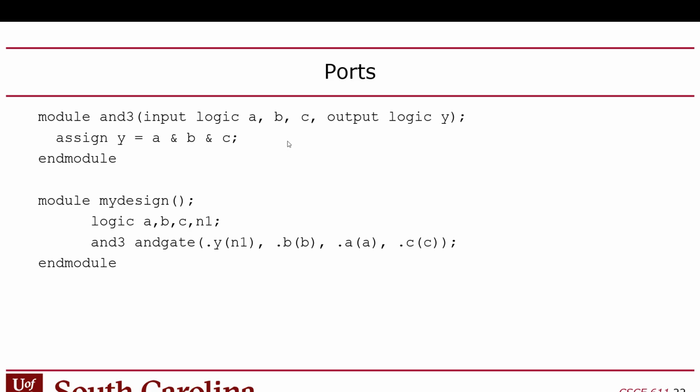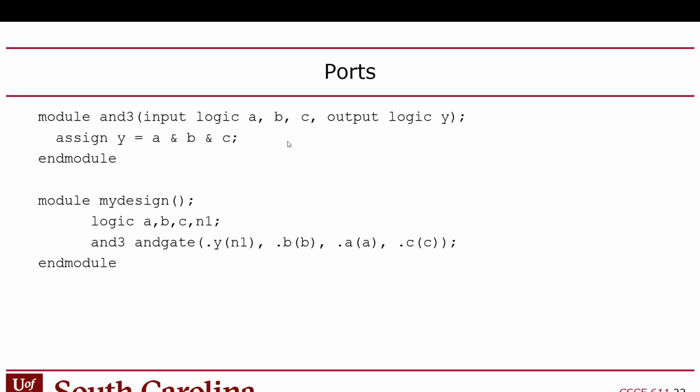This is the top, and inside My Design, I've got this signal called N1. What I'm doing with that is connecting it to the Y port on the AND3. The AND3 has inputs called A, B, C and an output called Y. You might think that those are arguments, but they're not. They look like function arguments, but they're ports. They're representing ports, like the top-level interface, like the I/O spec.